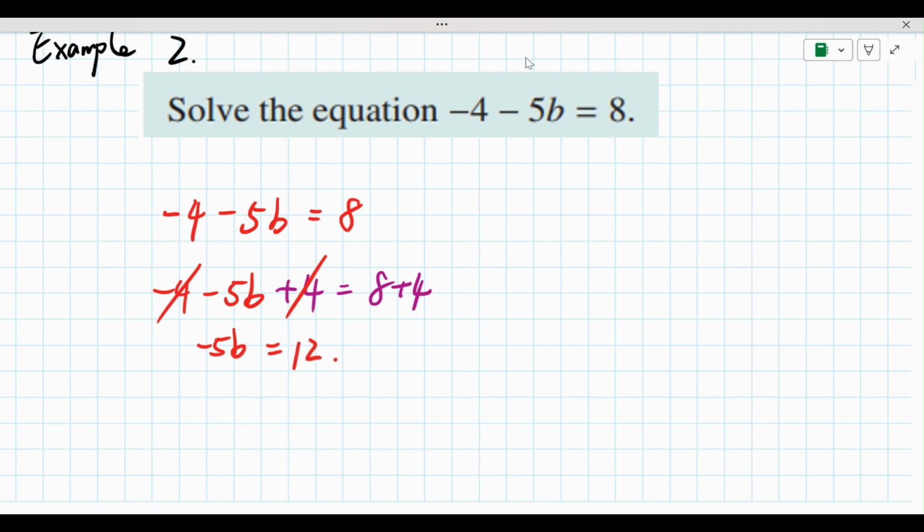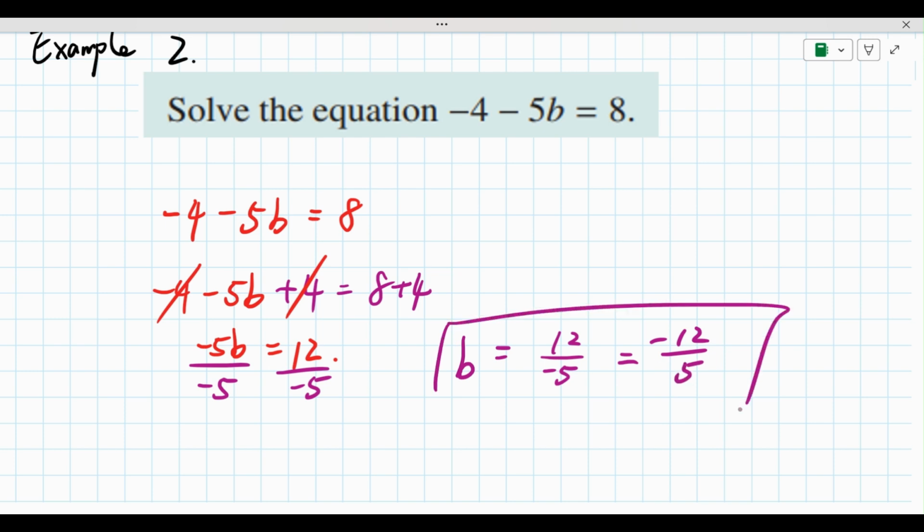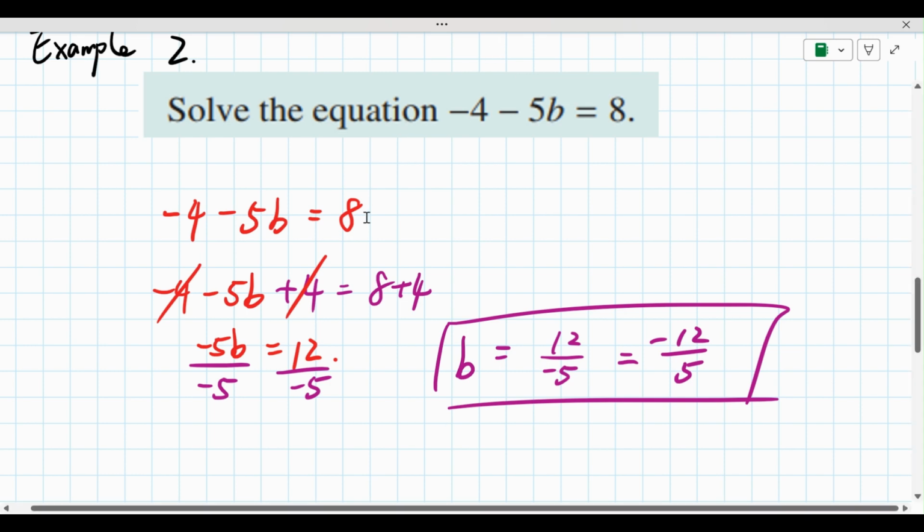And both sides are divided by minus 5. So b equals 12 over minus 5, or we can say minus 12 over 5. It's the same thing. I'm going to show you how to use the CAS calculator to solve this question during the class, because we're going to use the solve function. A very important thing is we have to know how to do the solve function. All right, perfect.